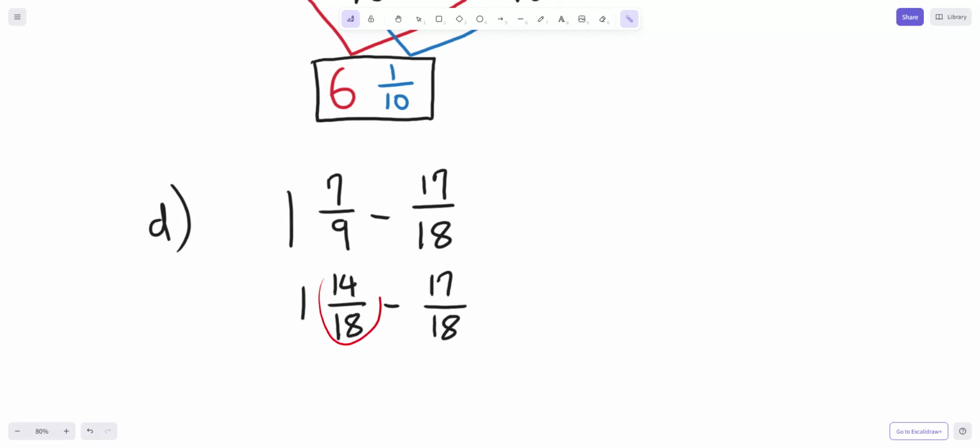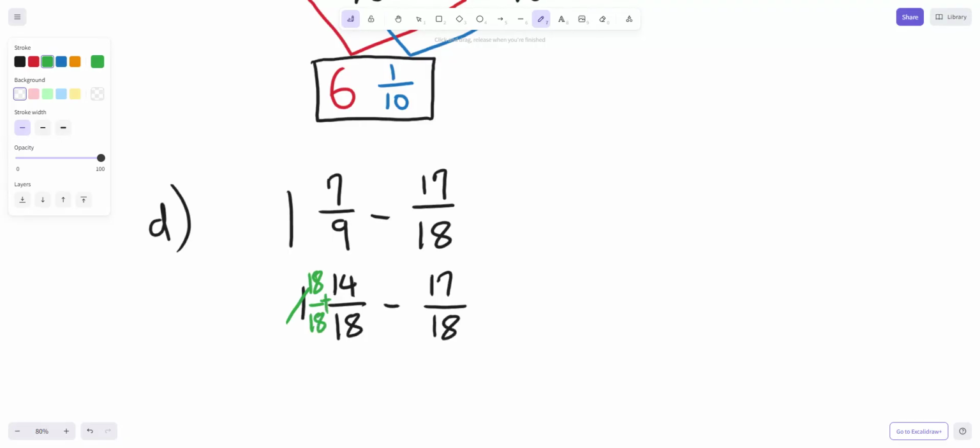So here's an issue, right? When we have 14 over 18, that's definitely smaller than 17 over 18. So I need to borrow 1 from this one. Well, this only has 1, so I'm going to borrow this 1, rewrite the 1 as 18 over 18. And if I combine these, I get, oh man, 32 over 18 minus 17 over 18.